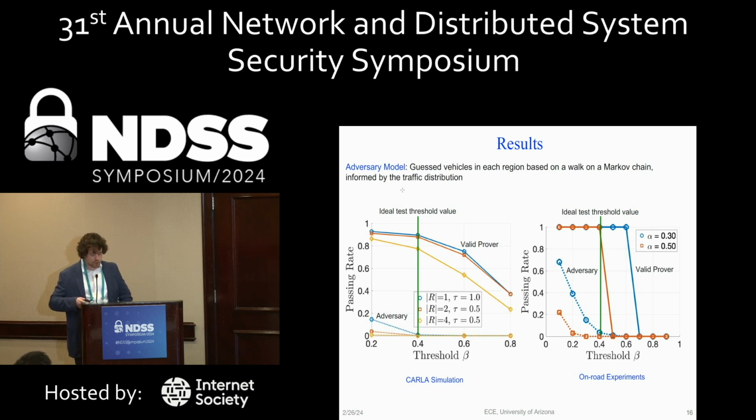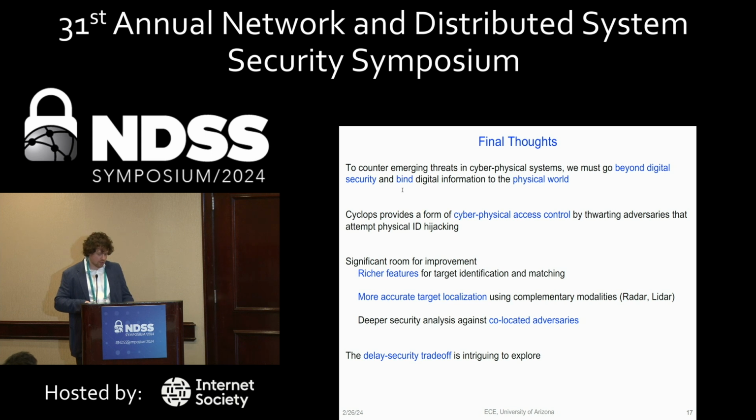And from our simulations, we set the beta to 0.4 because that's where we observed that the valid prover was maintaining a substantially greater passing rate than an adversary, and the adversary's passing rate was nearing 0 or already at 0. And we applied this threshold beta to our on-road tests, and we varied our alpha over 0.3 and 0.5. And you can see that the valid prover passes far more often than the adversary, has a far greater likelihood of passing.